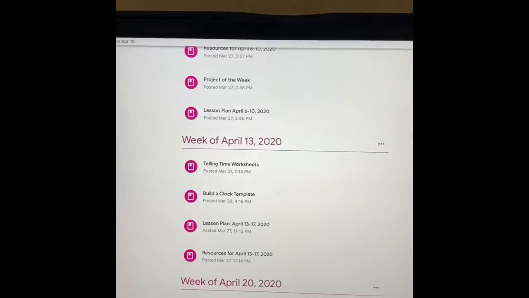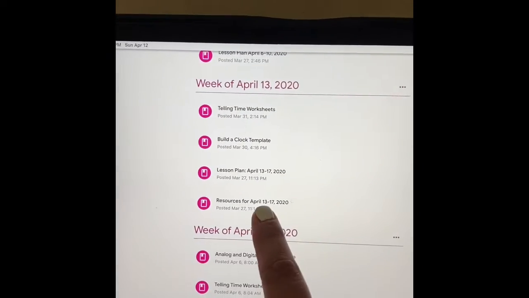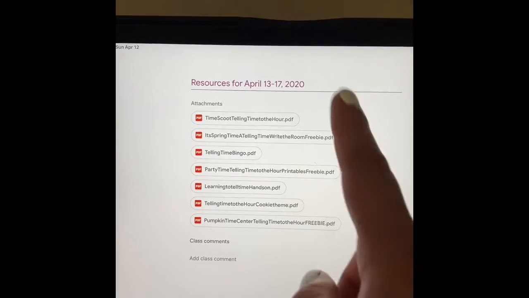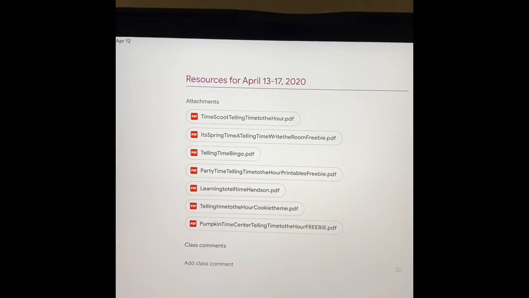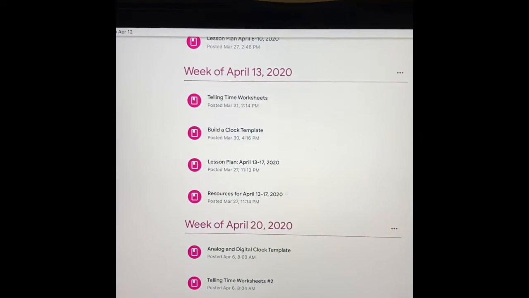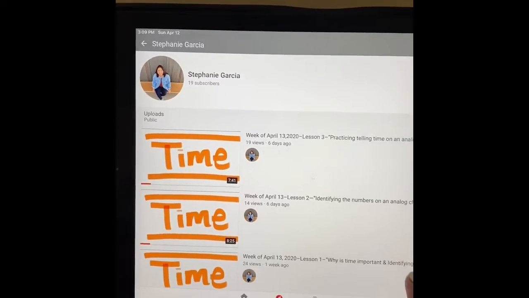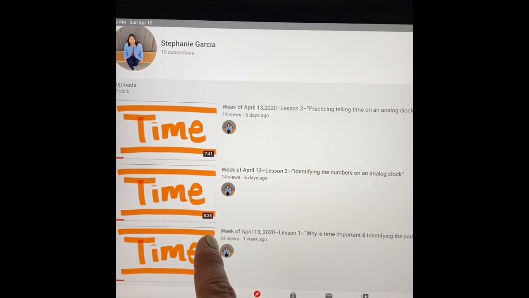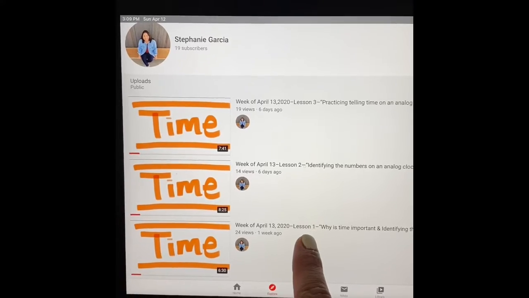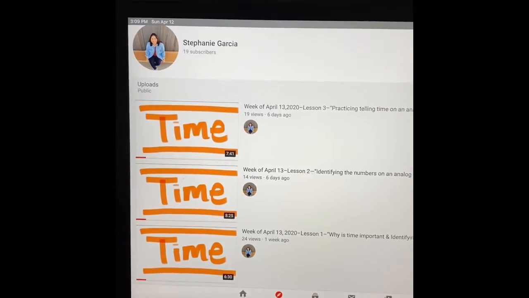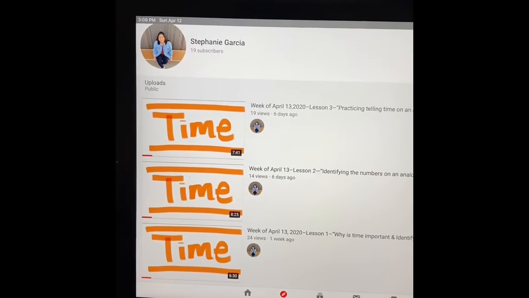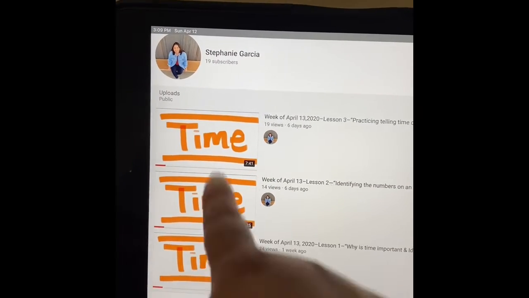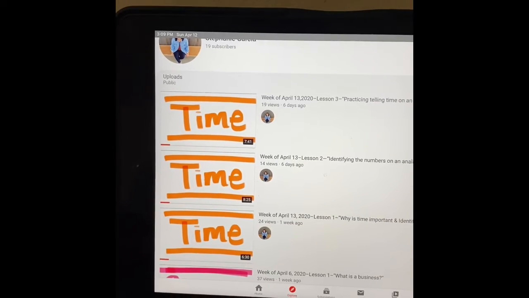So we have the build a clock template, and then we have the resources. We have some games and some activities to do just to practice telling time. And then I also want to point out my YouTube channel. I have already uploaded videos for this week, the week of April 13th, and I have lesson 1, lesson 2, and lesson 3. So you can just have your child watch the videos in order, and these will be the only videos for this week. And that will be all for this week.